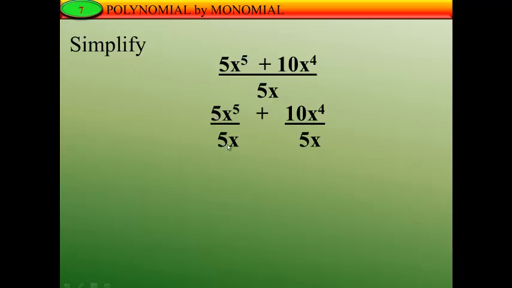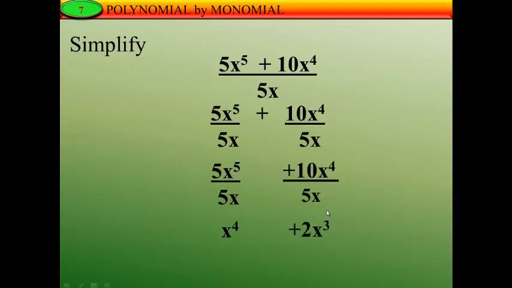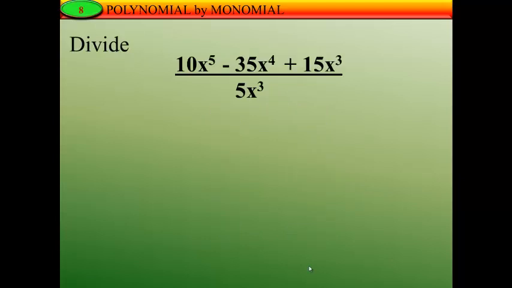5 divided by 5 is just equal to 1. x⁵ divided by x, subtract exponents, that will be x raised to 4. 10 divided by 5 is 2, x to the third power. So our final answer will be x⁴ plus 2x cubed. Our next example: the first step is to separate your numerator.